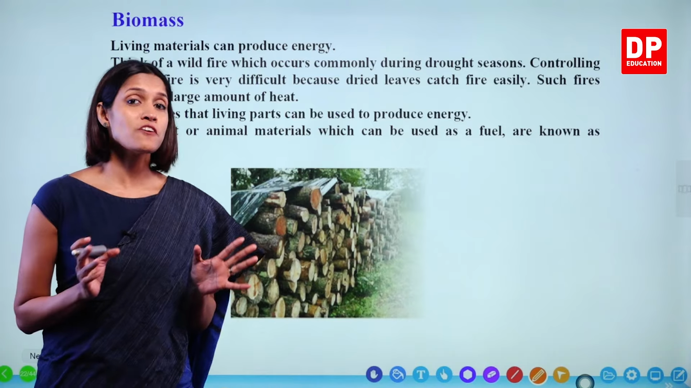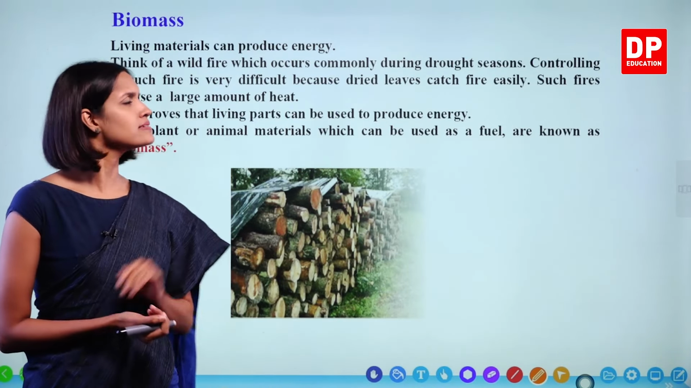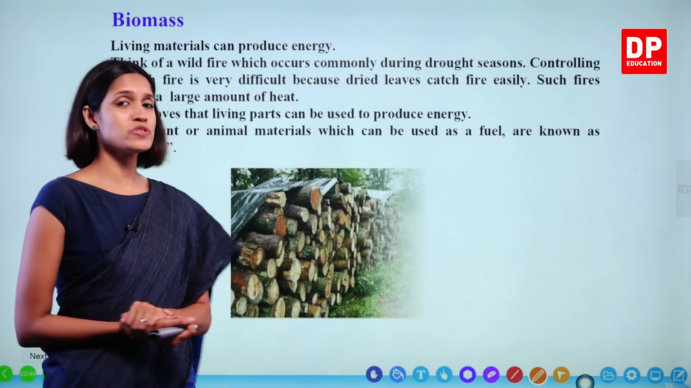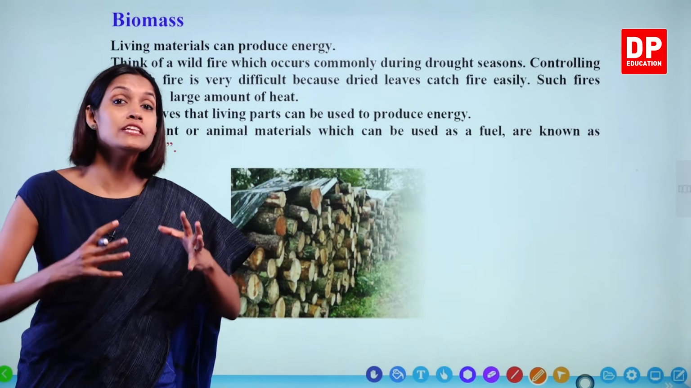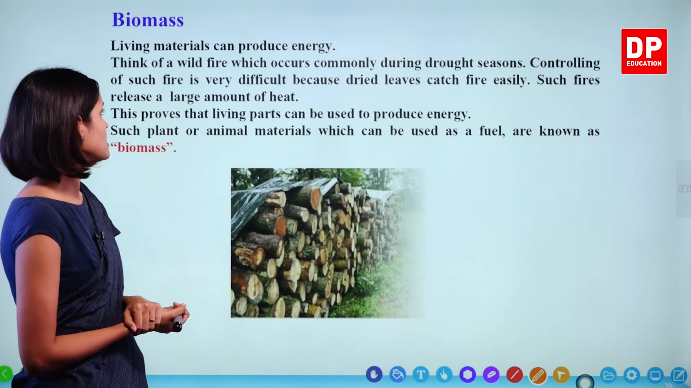Our second source of energy is biomass. What is the meaning of biomass? Let's go through this. Living materials can produce energy. Bio means living things, right? So living materials can produce energy.